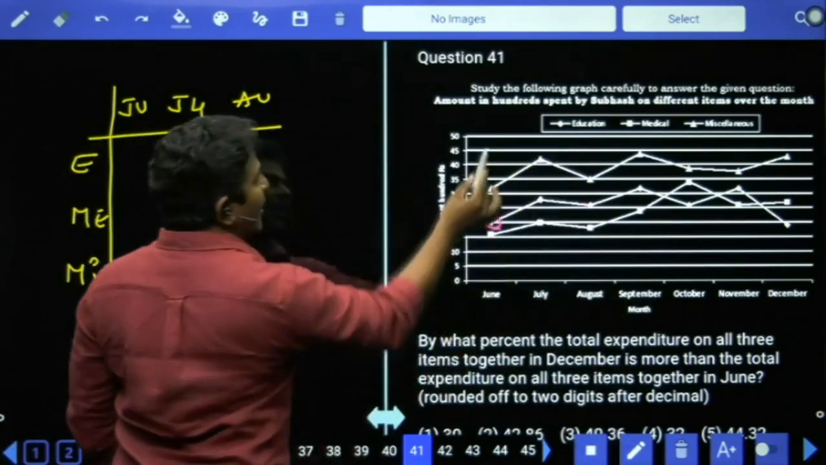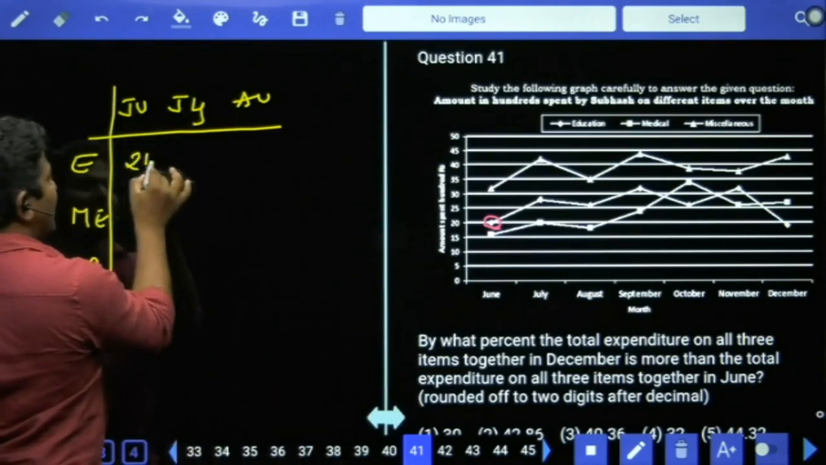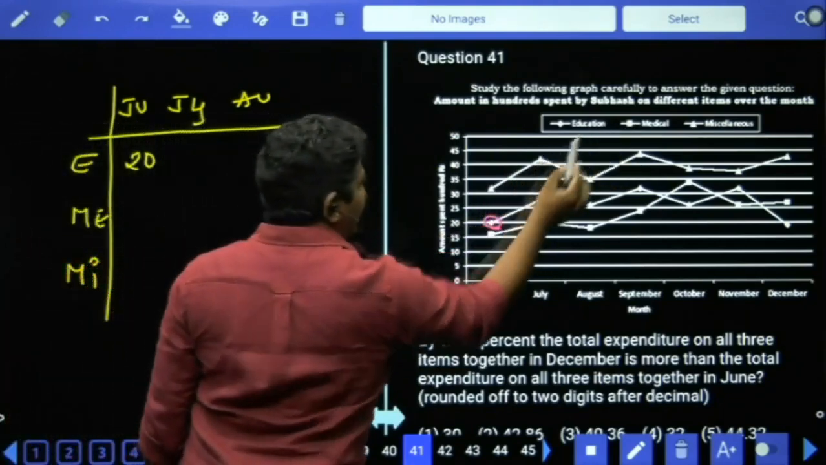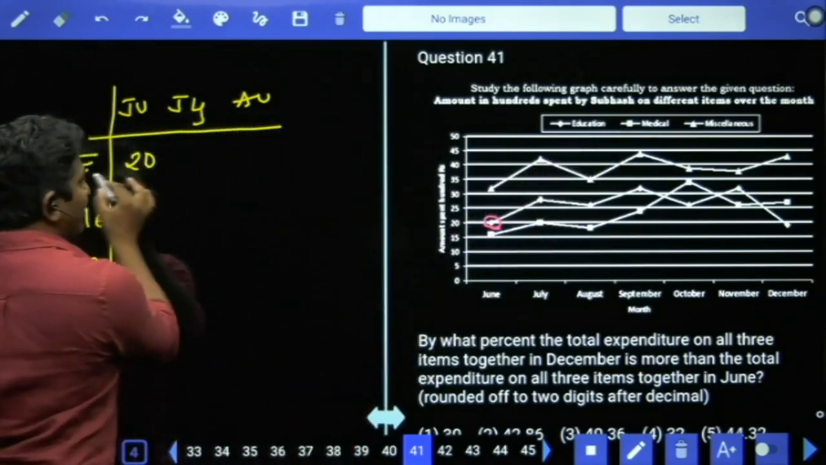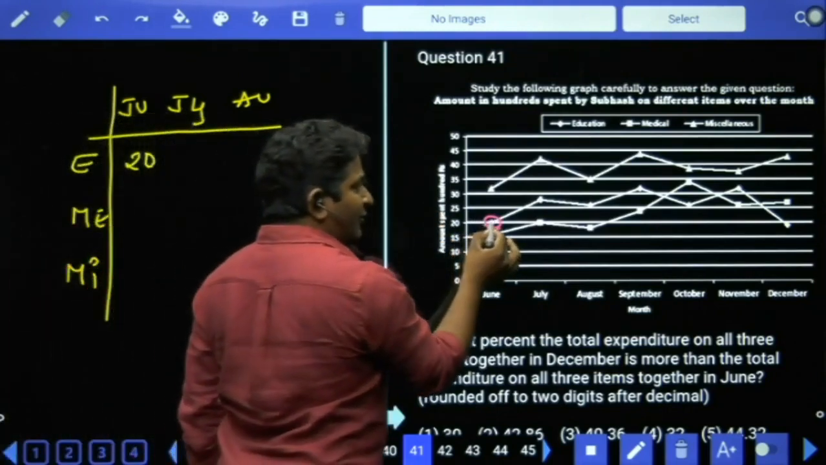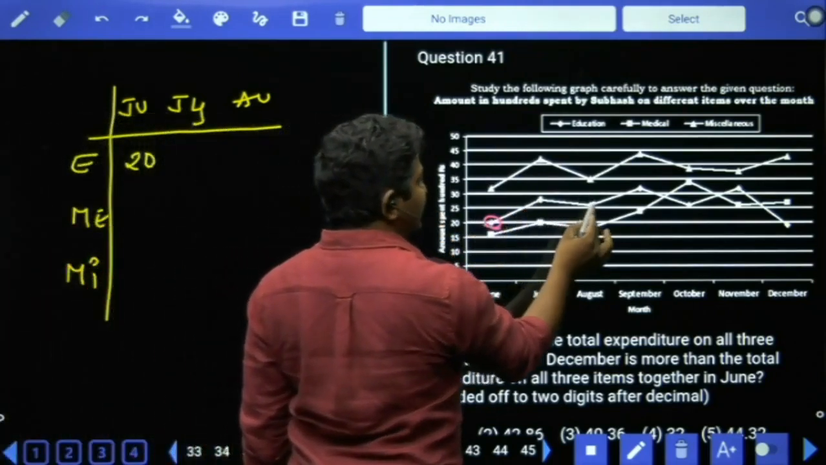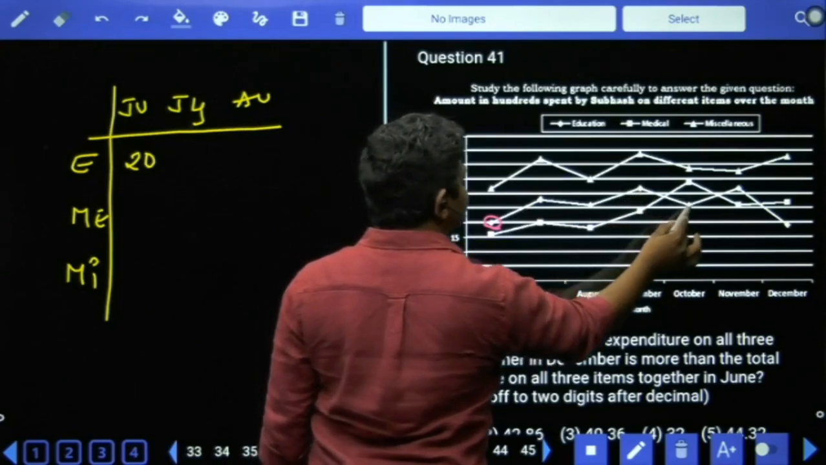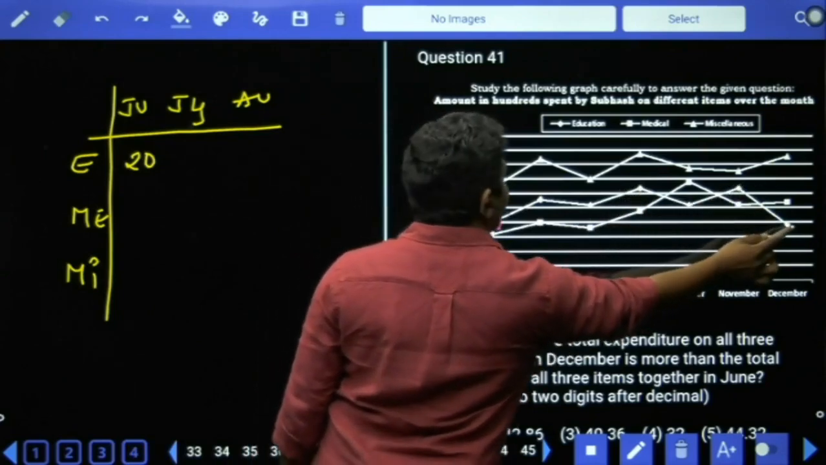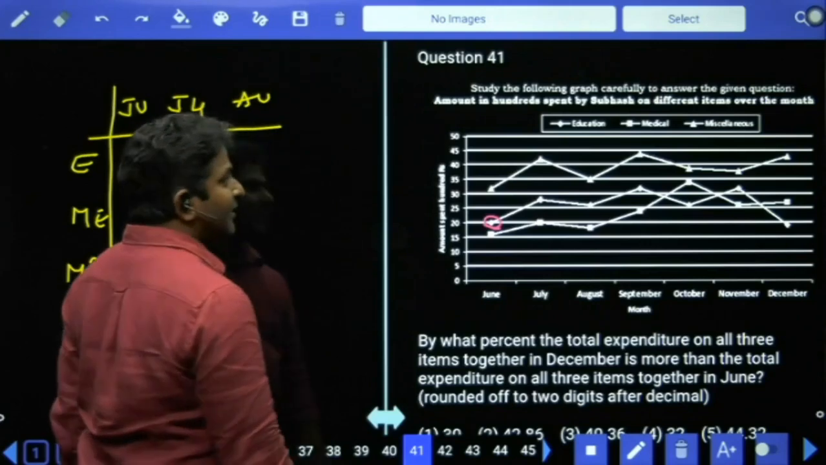Diamond is 20. All the values are in 100. So I'll write 20 here. Then medical. So basically, if you want to fill complete education, just follow the line 20, 28, 26, 32, 26, 32, and then 19. Like that.